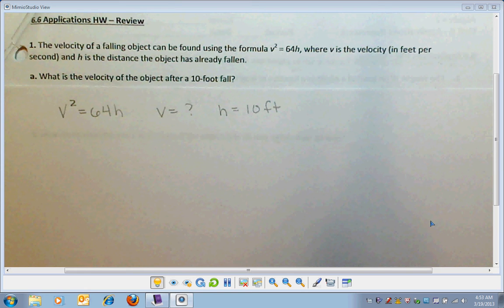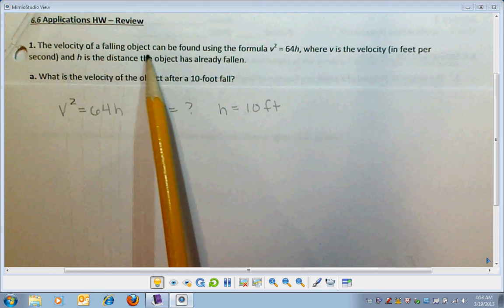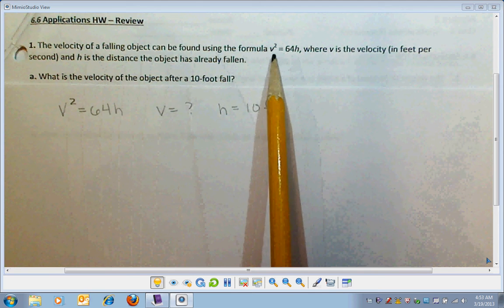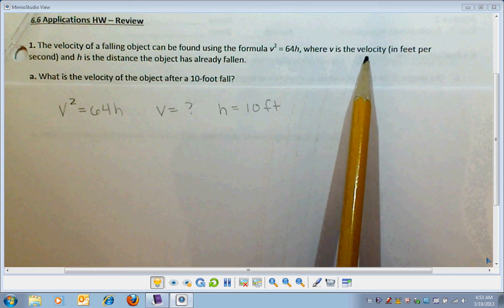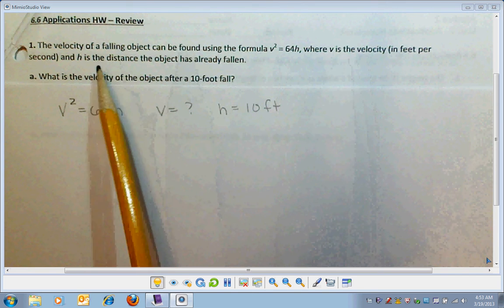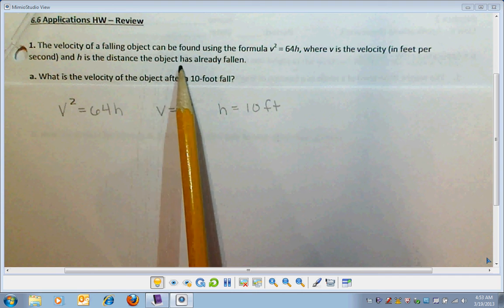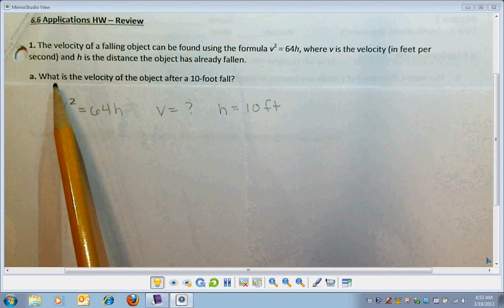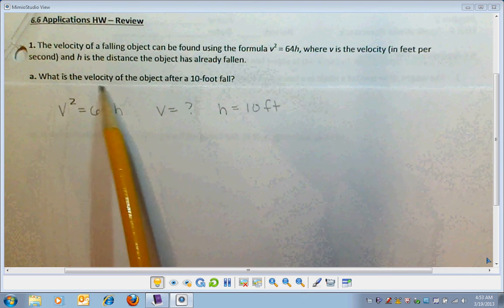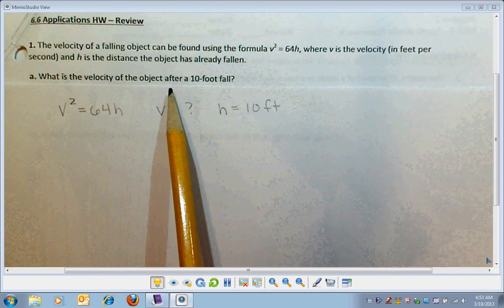In the previous problem, we looked at the velocity of a falling object using the formula v squared is equal to 64h, where v is the velocity in feet per second and h is the distance that the object has already fallen. So we found out what the velocity of an object was after 10 feet.